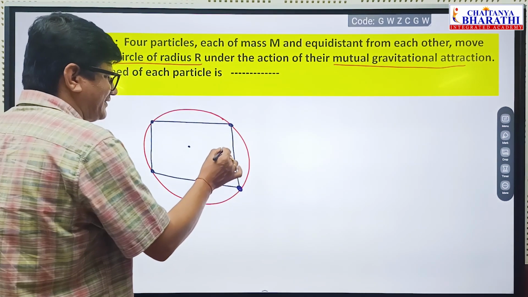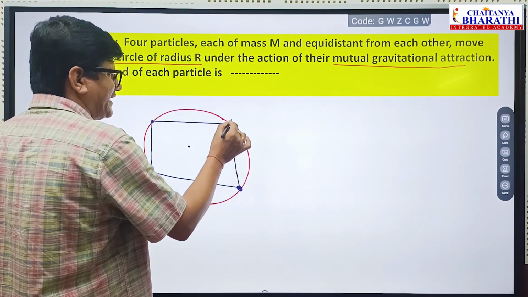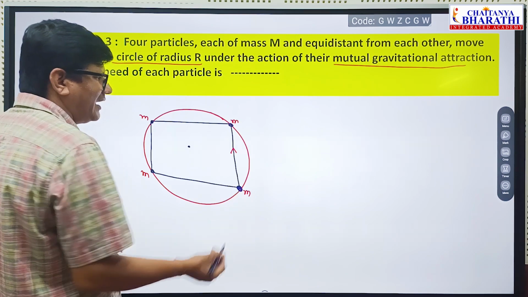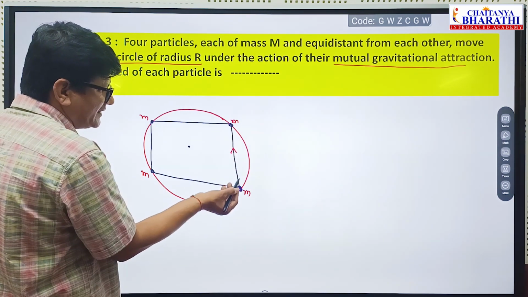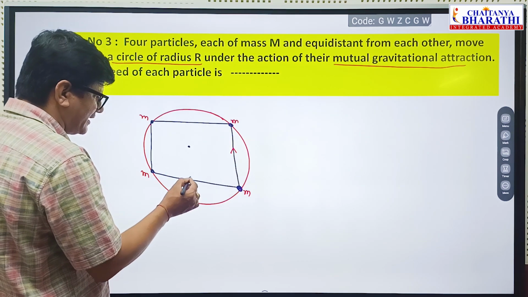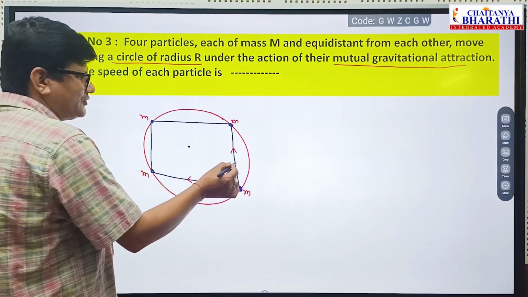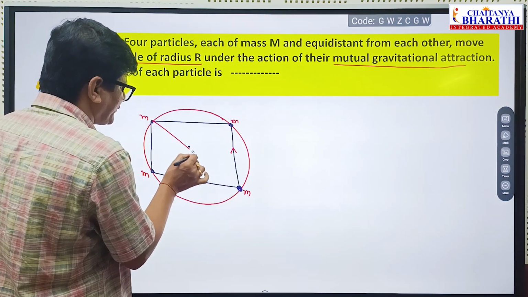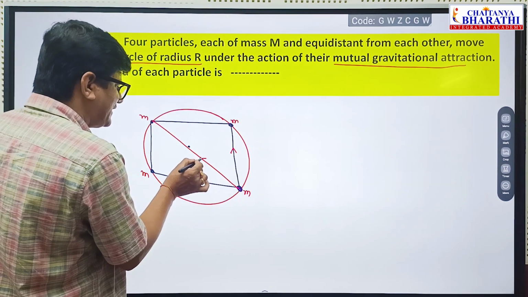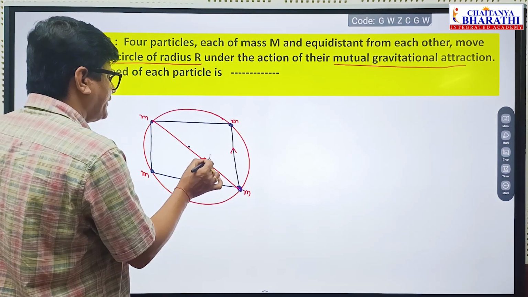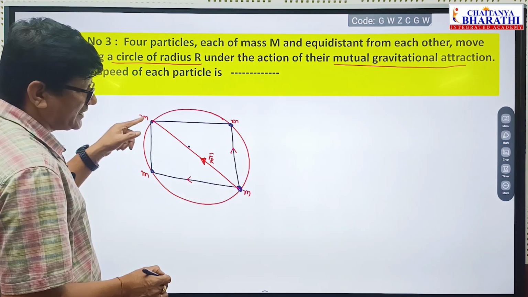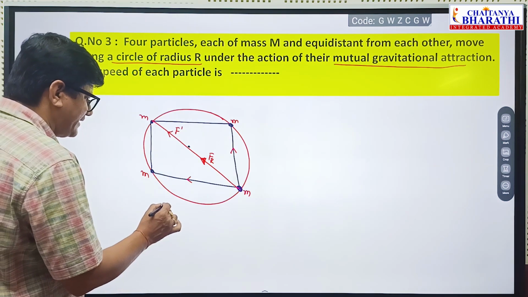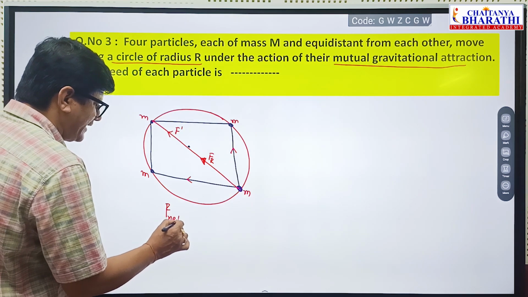Already we calculated this gravitational force. All particles are identical, and this particle attracts this one in this direction, and this particle is also attracted in this direction. So the angle between them is 90 degrees, and the resultant force comes in this direction, that is F resultant. The third particle also attracts, and that force is F dash.